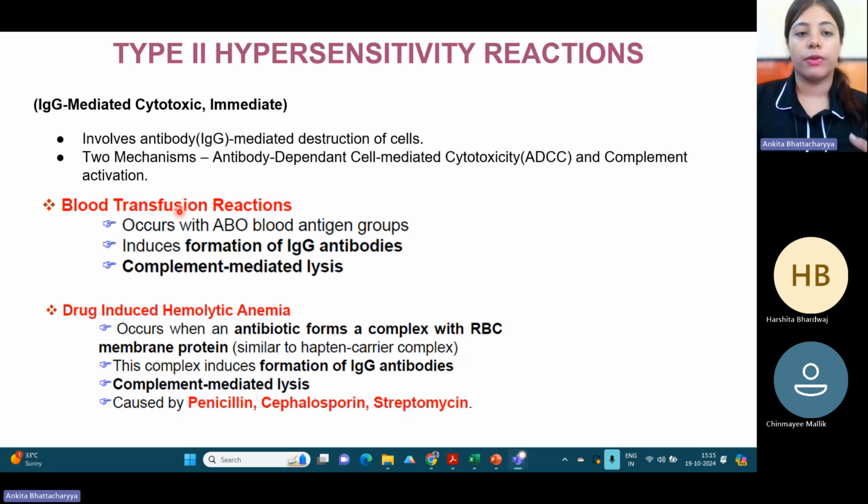Majorly, when we talk about blood transfusion in the context of hypersensitivity, it is with respect to ABO blood antigen typing. In case you're not familiar with it, there are four blood types: A, B, AB, as well as O. Under each of those subtypes, you have an Rh positive and an Rh negative subtype, and based on that, each of the blood types is classified.